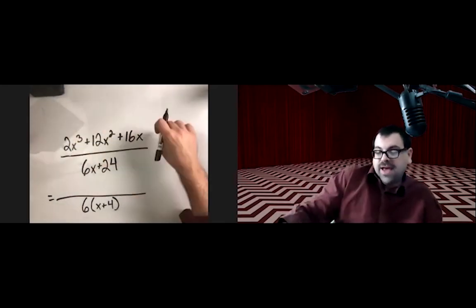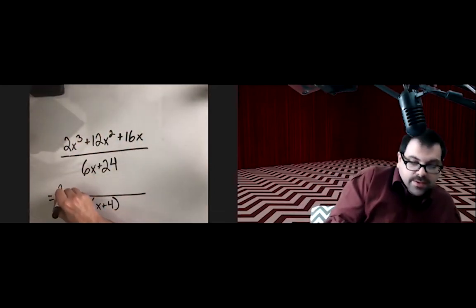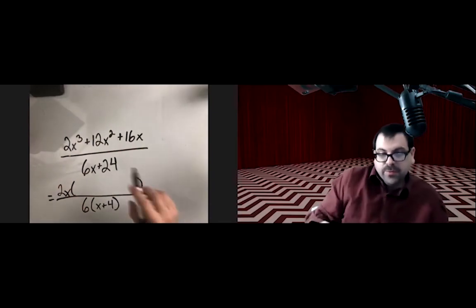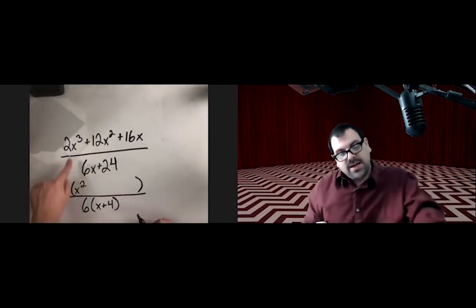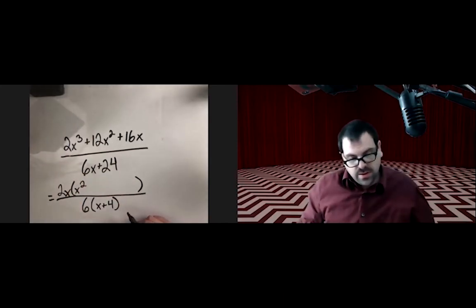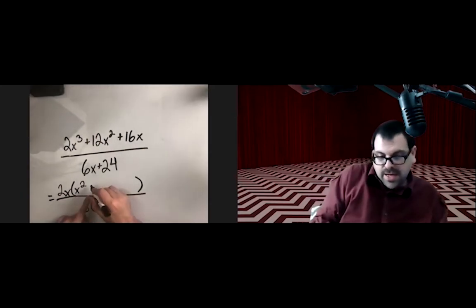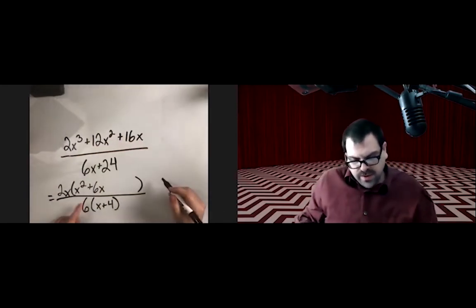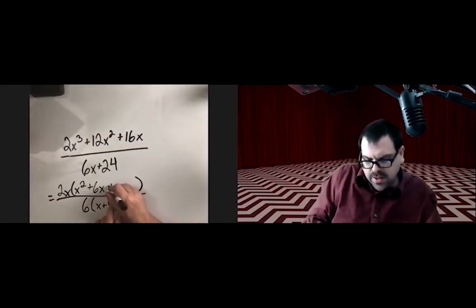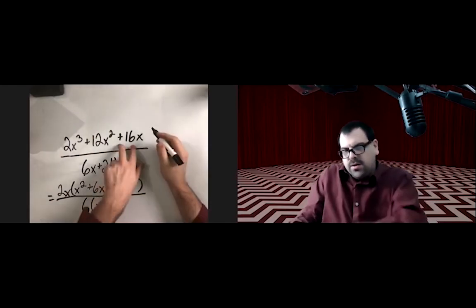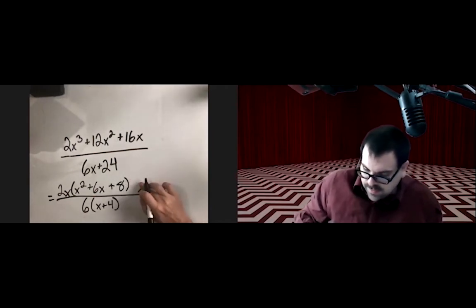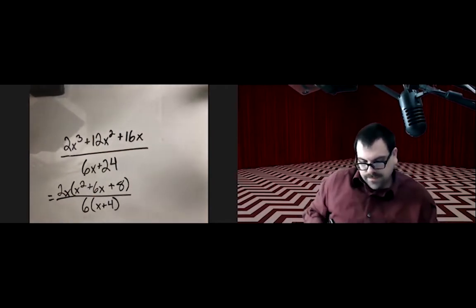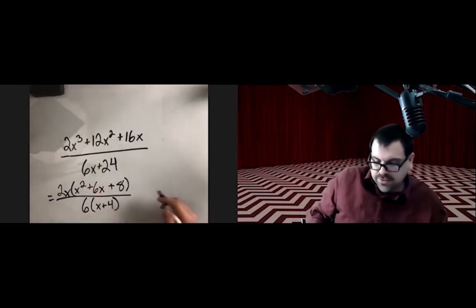On the top, we can factor out 2x. And what are we left with? We're left with x squared, because 2x times x squared is 2x cubed. 2x times positive 6x would be positive 12x squared. And 2x times positive 8 would be positive 16x. And this factors further.